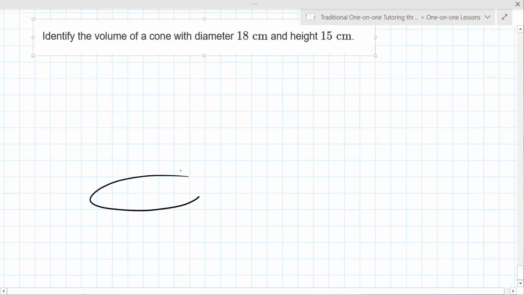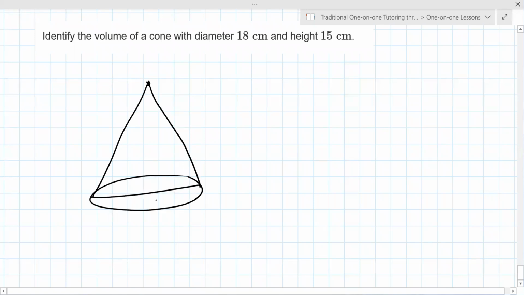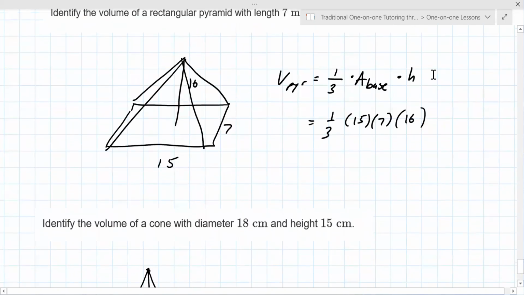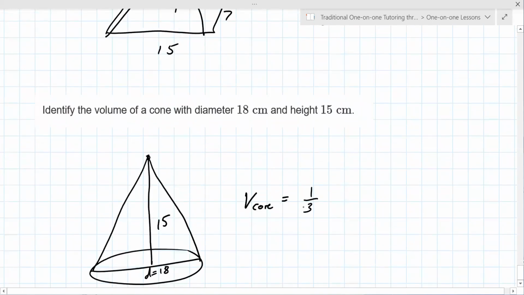All right, so the volume of a cone, the party hat, the dunce hat. It's got a diameter of 18 and a height of 15. Do you remember the volume of a cone formula? It's actually the same as this. It's 1/3 the area of the base times the height, but the base is a circle. So that's the radius. 1/3 pi r squared times h. This one you can round to the nearest tenth.